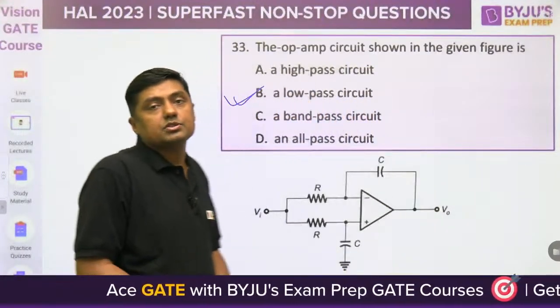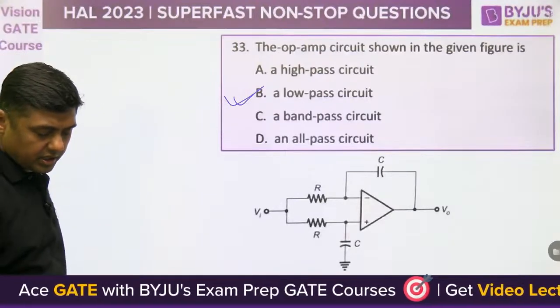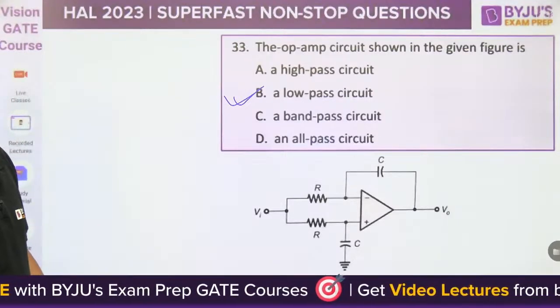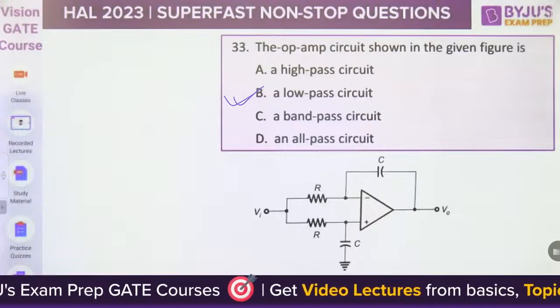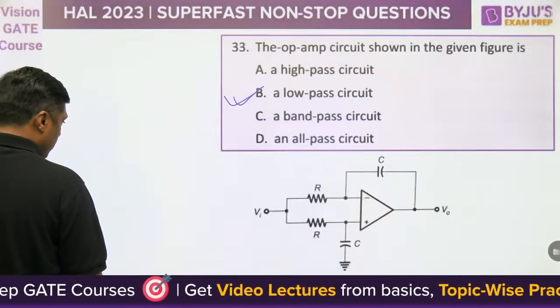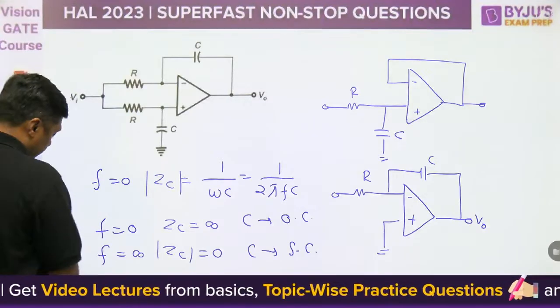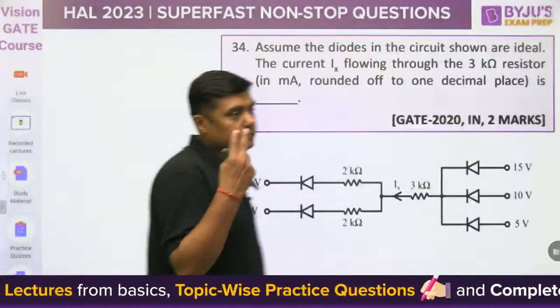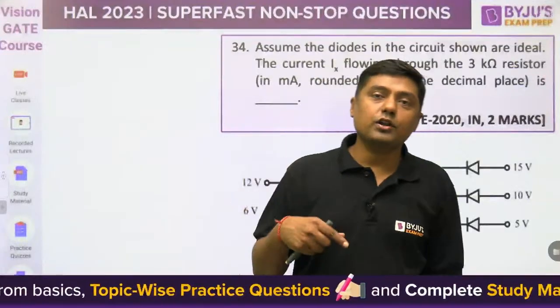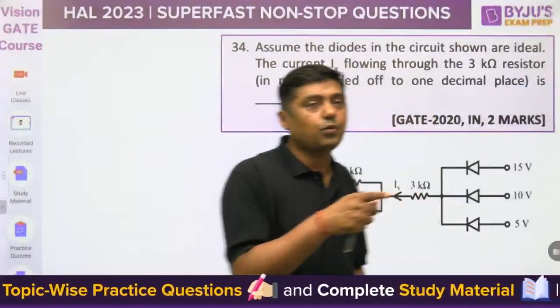CSE GATE exam. CSE means what? Computer science engineering. Then it is not related. Sorry for the inconvenience. It is analog. If you are going for two paper choice, computer science and electronics, or computer science and electrical, then it is important for you.